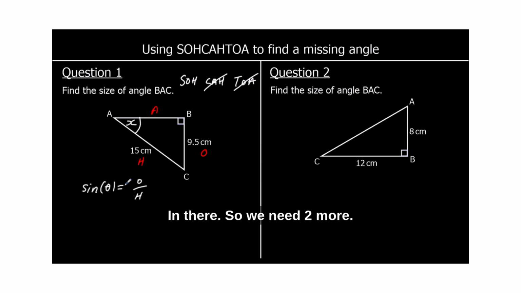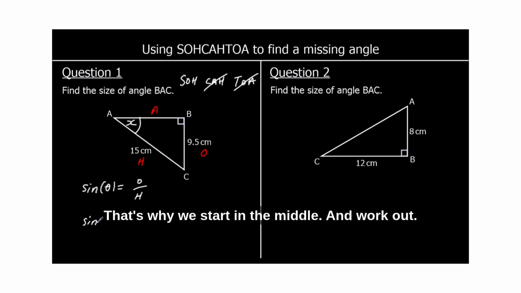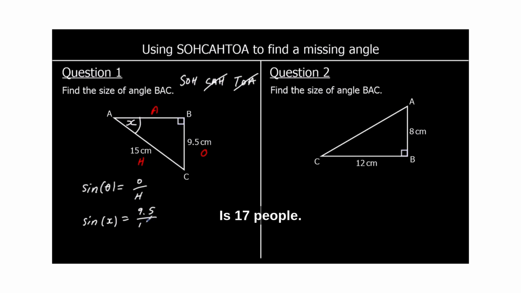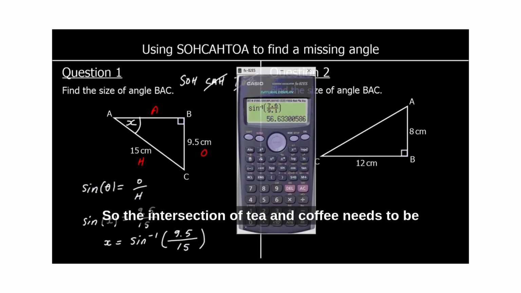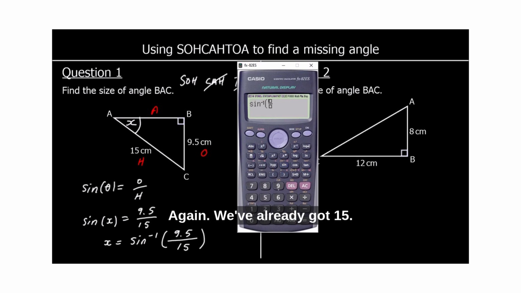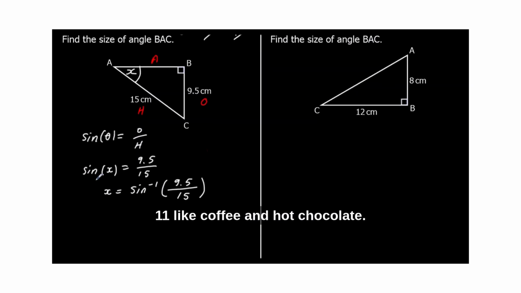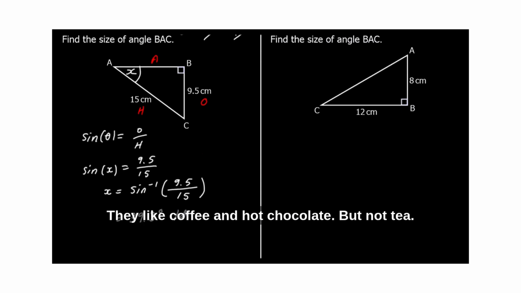And let's substitute in what we've got. So that will be sine x is 9.5 over 15. To get x by itself, we shift sine. So we've got shift sine 9.5 over 15, which we can type into the calculator. And that is 39.3. So x is 39.3 degrees to 1 decimal place.